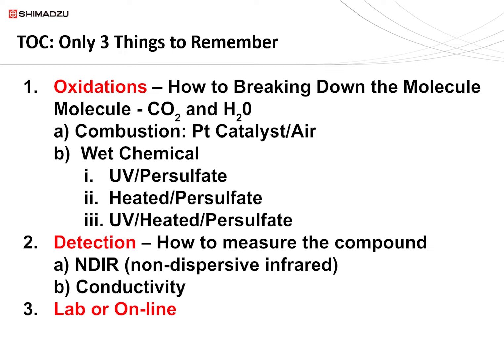During oxidation, the molecule is broken down into CO2 and water. The most common oxidation methods are combustion and wet chemical. The wet chemical methods include UV-Vis, heated persulfate, and UV heated persulfate. The common detectors are NDIR, or non-dispersive infrared detector, and conductivity.